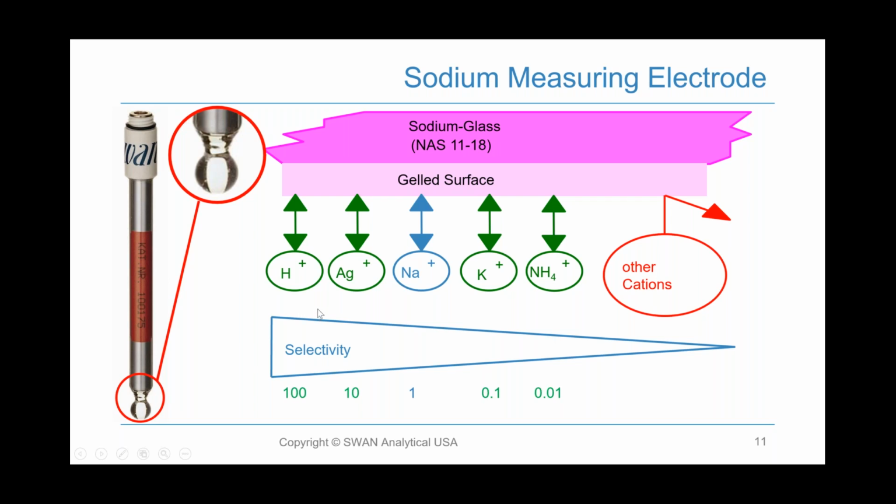And the selectivity or the sensitivity of these various ions by the electrode are quite significant. For instance, the sodium electrode is 100 times more sensitive to hydrogen ions than sodium. It's 10 times more sensitive to silver ions than sodium. And 1/10 as sensitive to potassium and 1/100th as sensitive to ammonia as it is to sodium ions. And this is very important to remember, because if you have a source of hydrogen or silver ions, they can cause significant interference in the measurement, causing a positive bias.